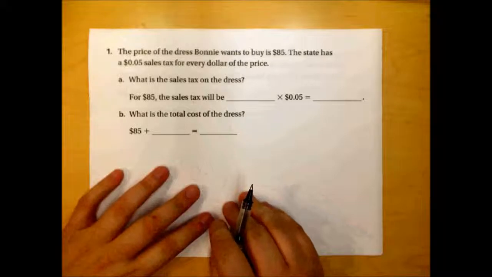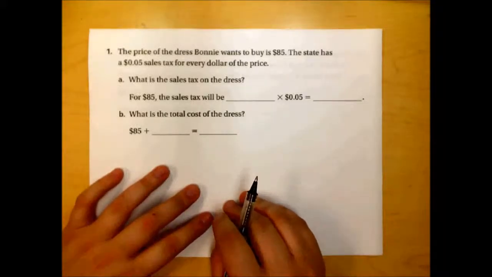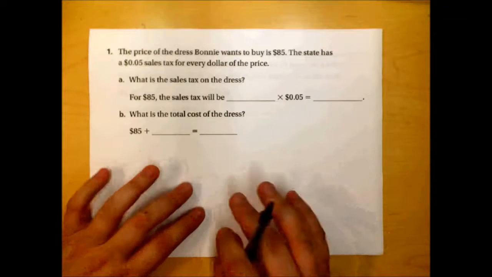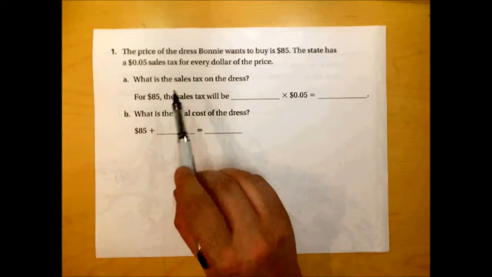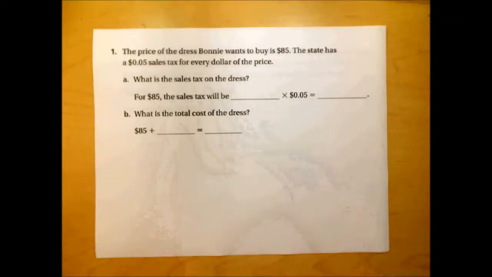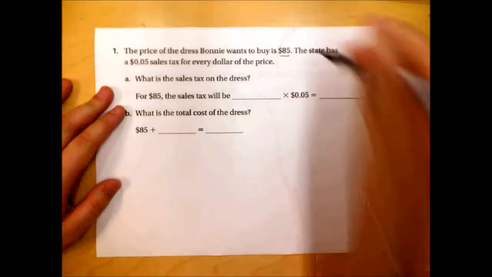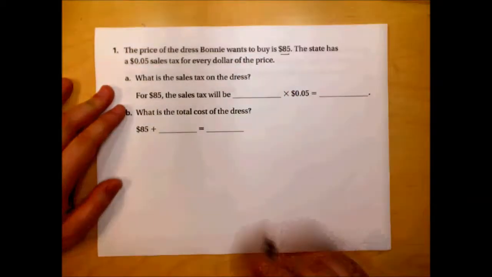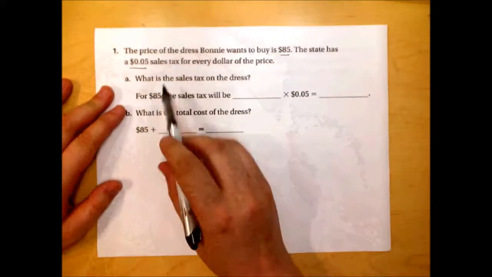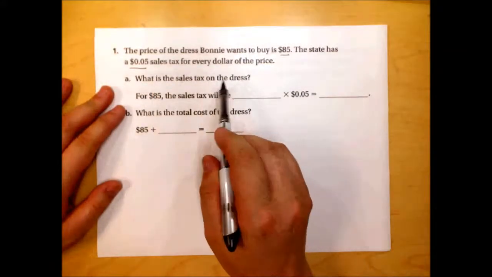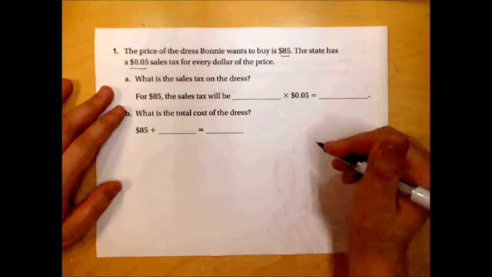Okay, today we're going to talk about sales tax and property tax and how to calculate those. So here it says, we're going to talk about sales tax first. The price of the dress Bonnie wants to buy is $85. The state has a 5-cent sales tax for every dollar of the price. So here's how you can think about that.